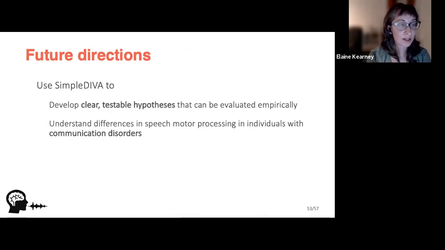So in the future, we plan to use Simple Diva to develop clear and testable hypotheses that can then be evaluated empirically, and also just to understand the differences in speech motor processing in individuals with communication disorders.